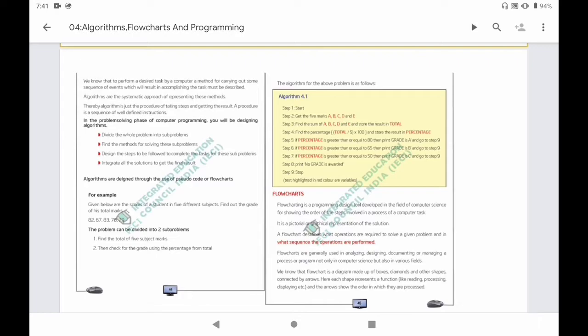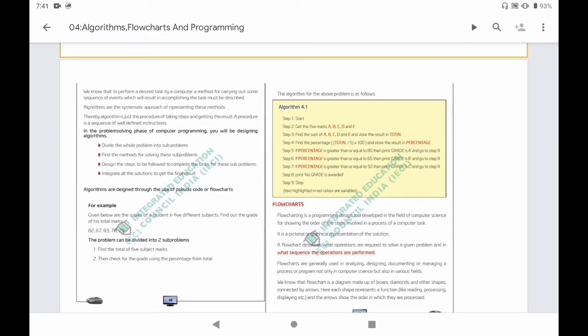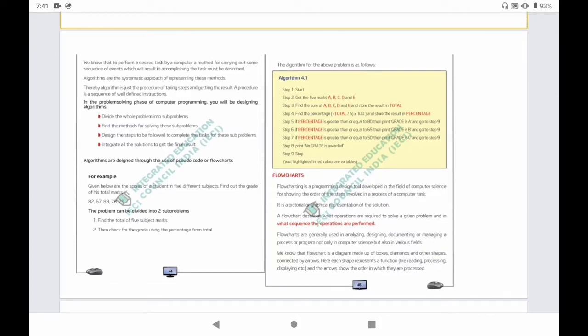In the problem solving phase of computer programming, you will be designing algorithms with the 4 points under this category. First one, divide the whole problem into sub problems. So what you have to do is, first of all, understand the problem and divide it into some smaller portions. Then find the methods for solving these sub problems.